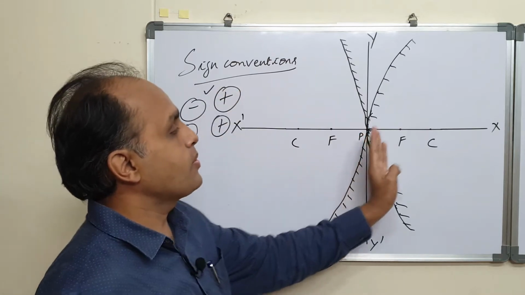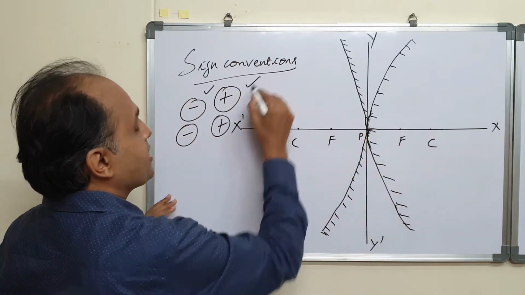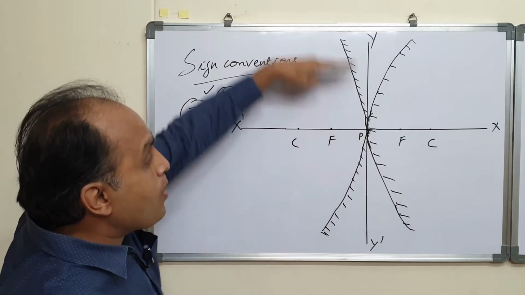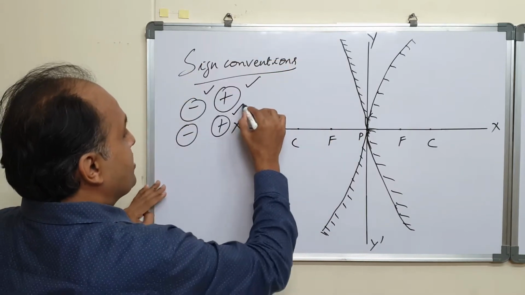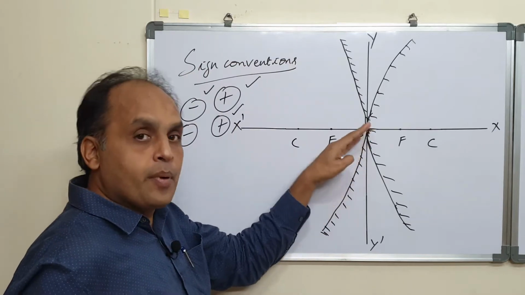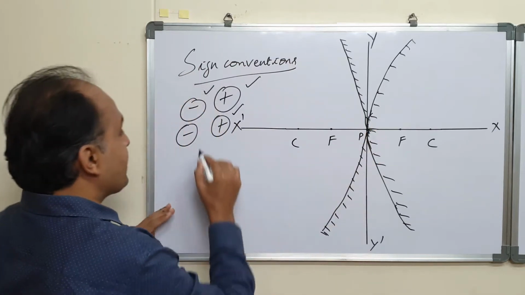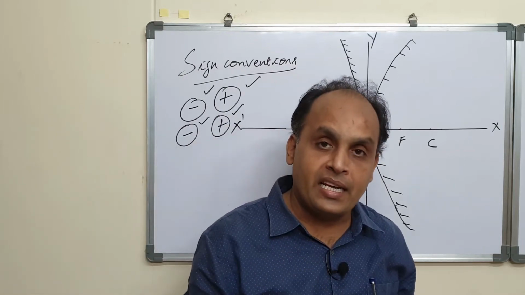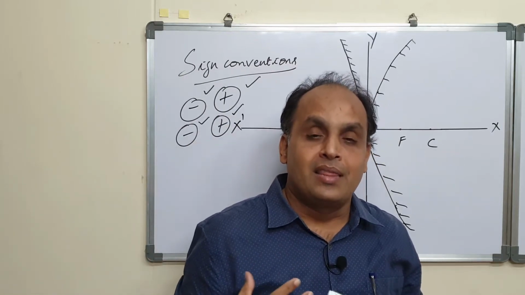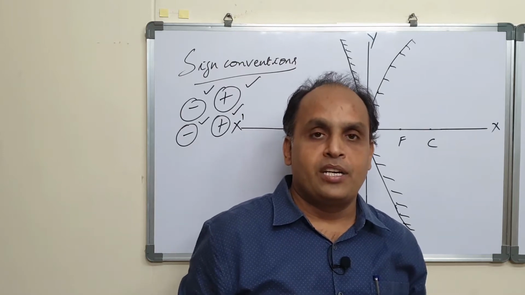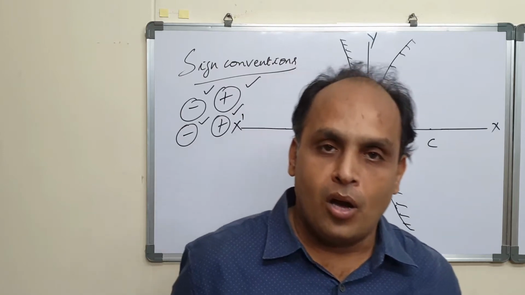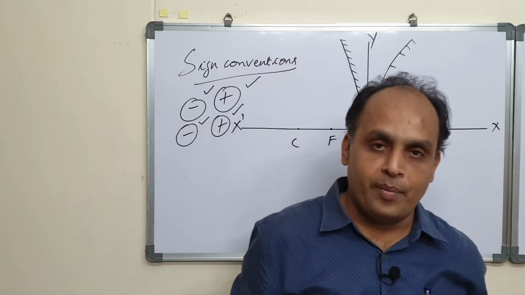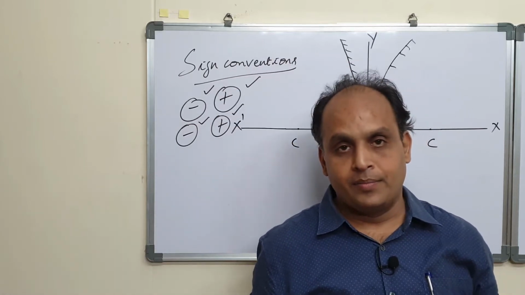All the distances from the pole towards the right are taken as positive. All the distances perpendicular and above the principal axis are taken as positive. All the distances perpendicular and below the principal axis are taken as negative. So these are the sign conventions that we follow while we measure different distances like object distance, image distance, height of object, height of image and focal length.